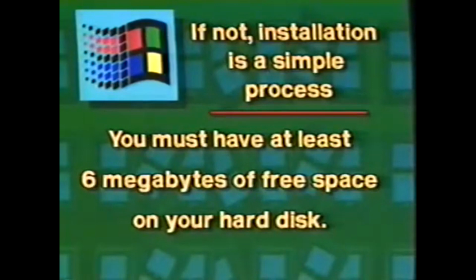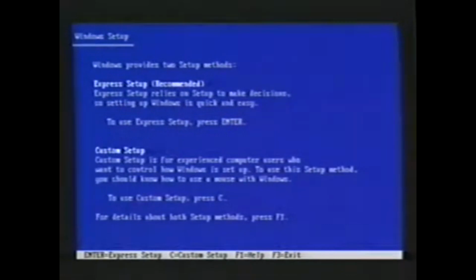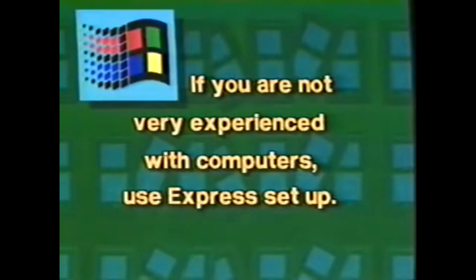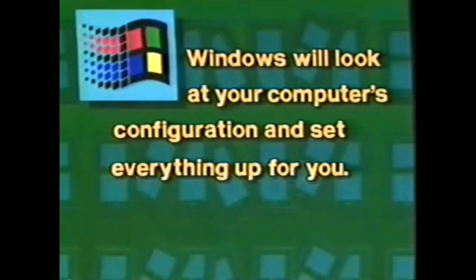If not, installation is a simple process. You must have at least 6 megabytes of free space on your hard disk. Just place disk 1 of your Windows disk set in drive A. Make sure you are at the A prompt and type Setup and press Enter. Your setup screen appears and Windows guides you through the entire installation process. If you are not very experienced with computers, use the Express Setup, and Windows will look at your computer's configuration and set everything up for you.